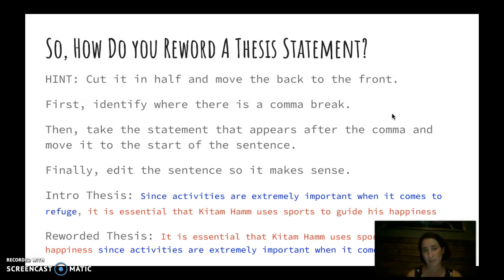So the blue is a dependent clause, which is not a complete sentence by itself, and the red is a complete sentence by itself. So they switched it. And then once you do that, when the independent clause is in front, you can remove the comma. So they switched it like, it is essential that Khitam Ham uses sports to guide his happiness, since activities are extremely important when it comes to refuge. So you can see how that kind of worked.